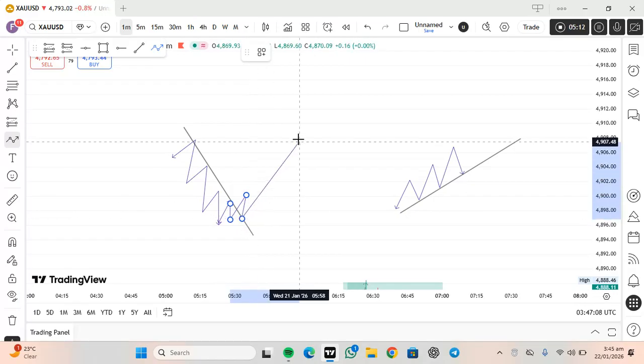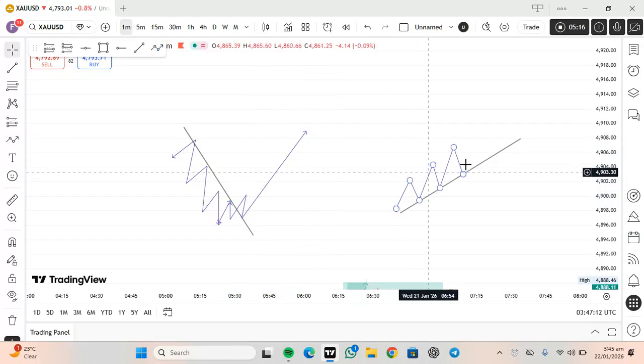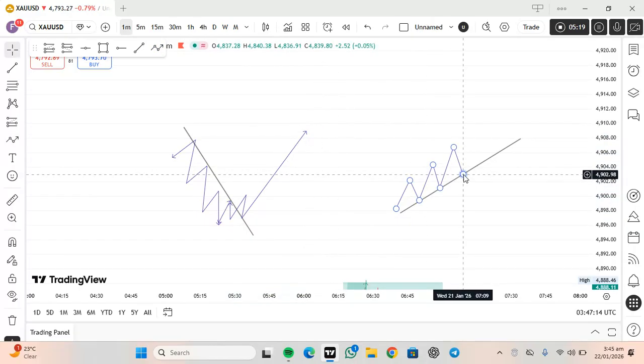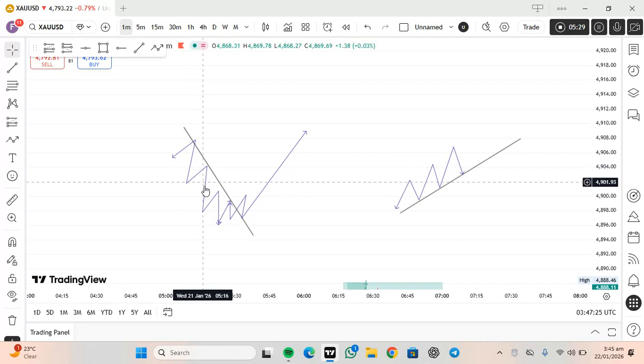Then you target this, maybe this high. So you take your entry here, back to the 4 hour. This is where you take your entry, because I'm making the demonstration, I'm doing the entry on the 15 minutes. That's why I'm creating lower lows and lower highs.